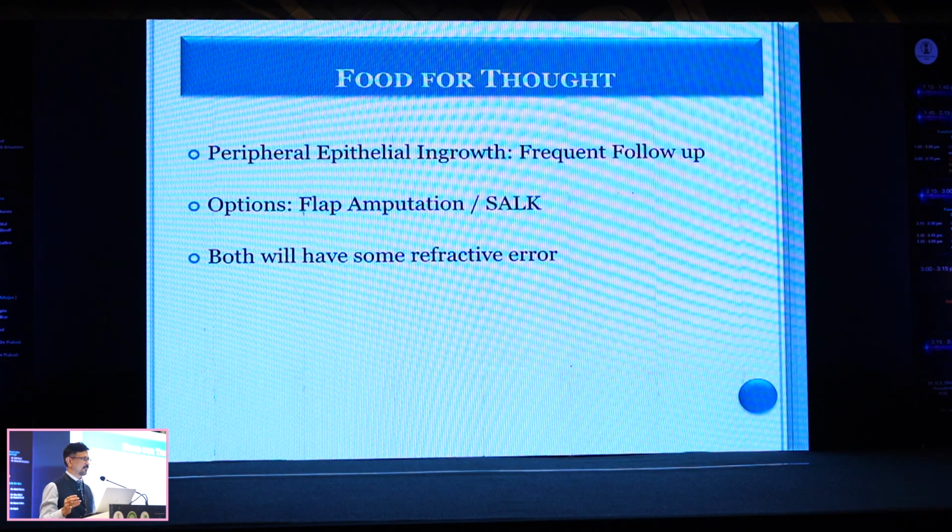So, as I said, in both the scenarios, whether you amputate the flap or do a SALK, both will have some degree of refractive error. But if you do a SALK, you have the flap area wherein you can do a surface ablation and you don't have to sacrifice the stromal bed tissue. So that's the advantage of this scenario.